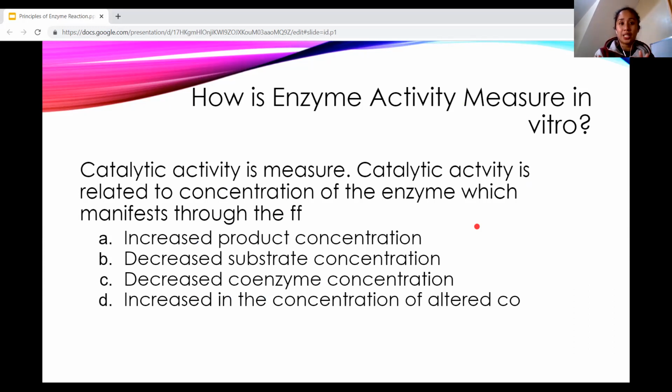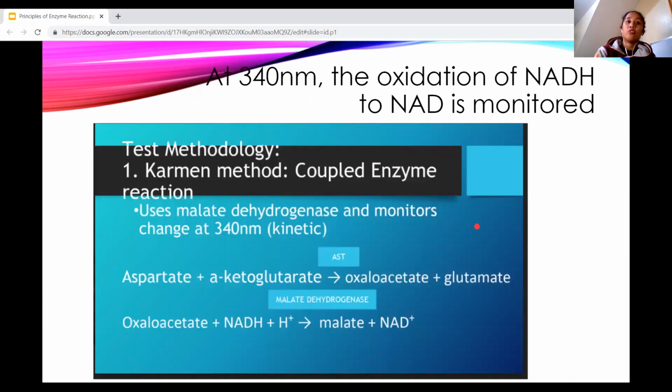We measure using our spectrophotometer if there is an increase in product. So yung product yung pwede natin i-measure. Decrease in substrate. Decrease in your coenzyme, example your NAD, which is what we usually measure, especially in your transferases, AST and ALT. Increase in concentration of altered cofactor. Sorry, nakalimutan ko. So, increased concentration of your altered cofactor. Example, class, this is your Karmen method for your AST.